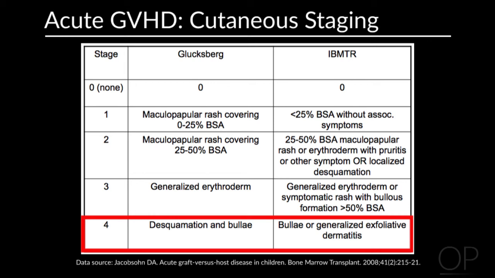So these children in the higher stages of graft-versus-host disease can actually slough their entire skin and look very similar to what you'd expect from a burn victim.